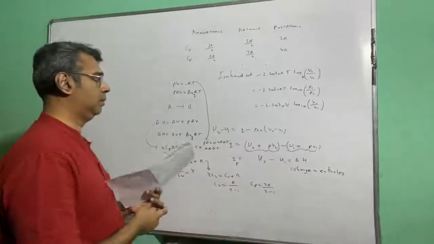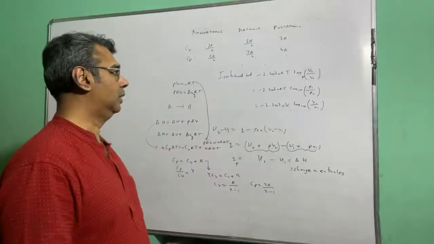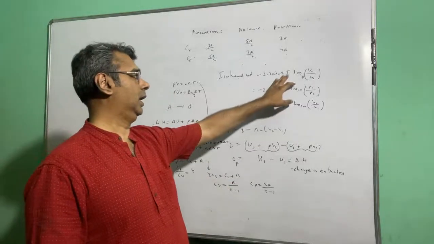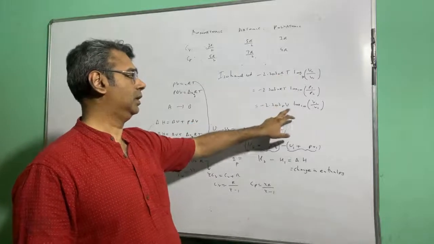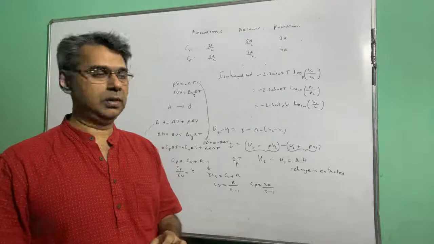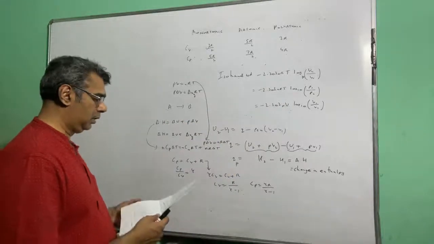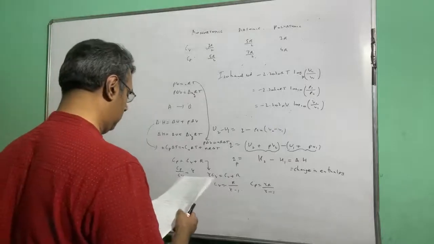And if it serves your purpose and if it is convenient, you can do one more thing. Instead of nRT in these two formulas, you can also use PV. If it is convenient to use PV, you can do that. Just replace nRT with PV. So this is for isothermal work done.